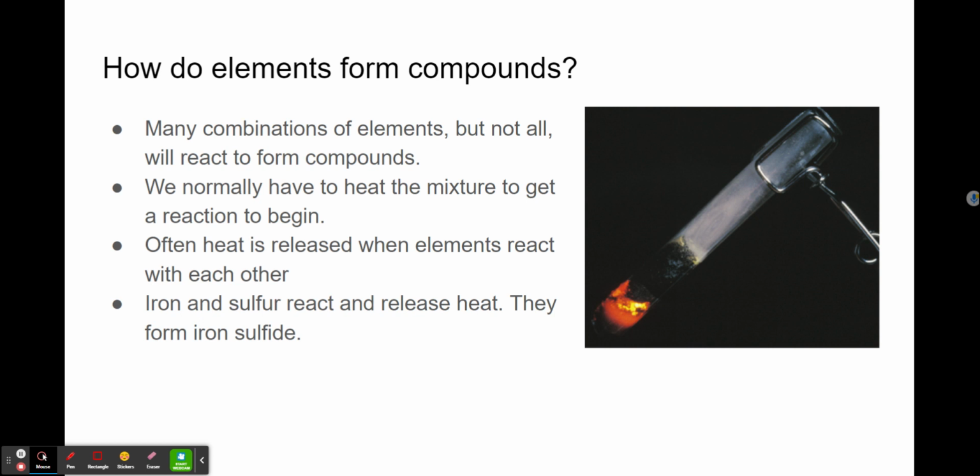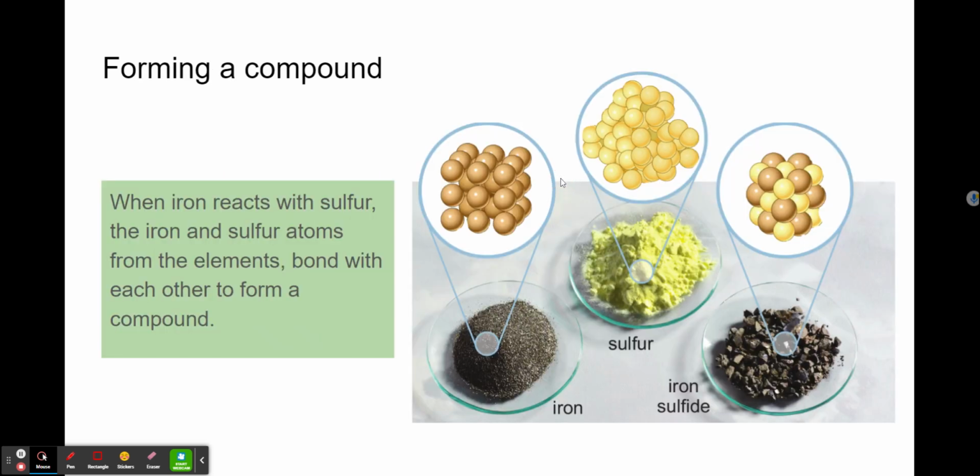We've got iron and sulfur, as I've said, they react together to release heat, and that forms a compound called iron sulfide. So if we think about iron sulfide, on the left of this picture here, I've got iron. You can see a watch glass full of iron. In the middle, we've got some sulfur, and then on the right-hand side, we've got iron sulfide.